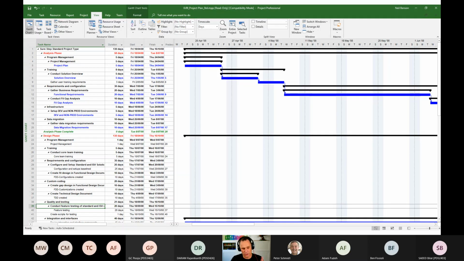So I want to put the Gantt chart to bed. Some people still love using Microsoft Project, and it is an awesome tool, but I don't think it's the best way for managing our business applications projects.